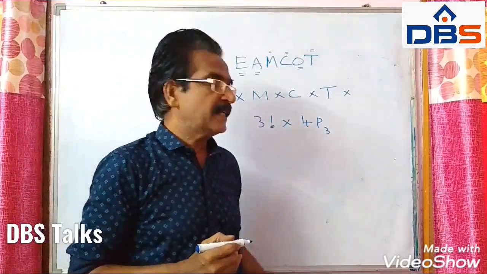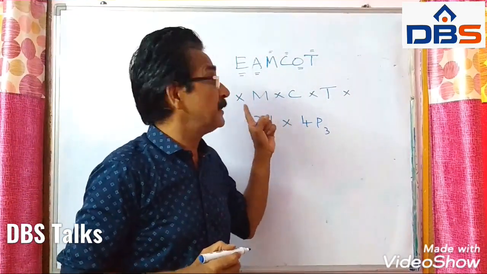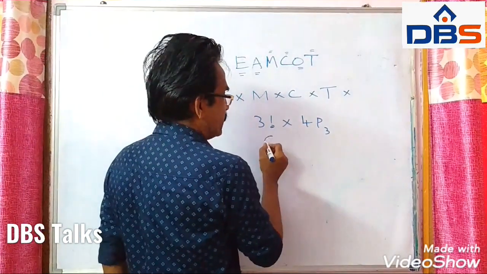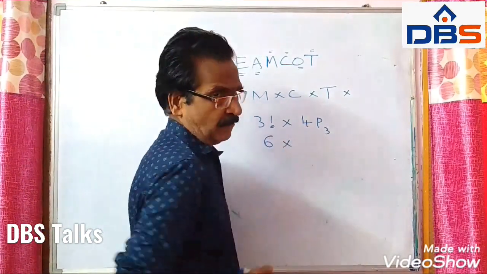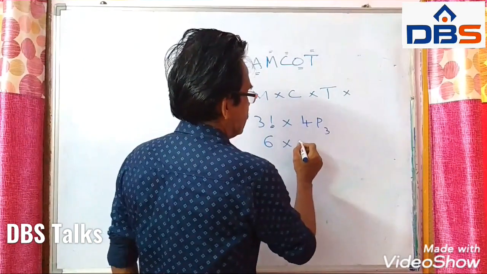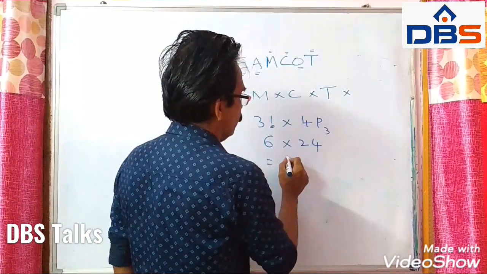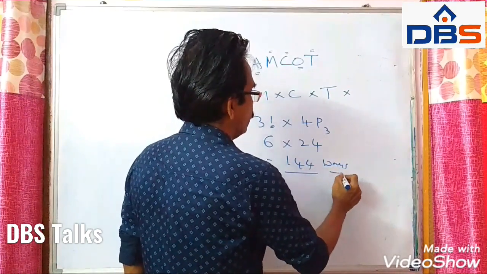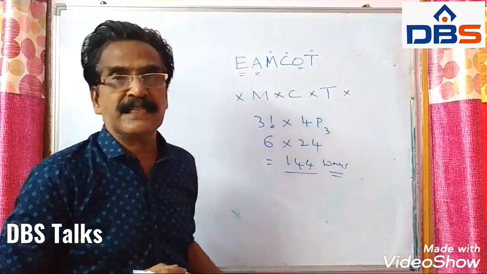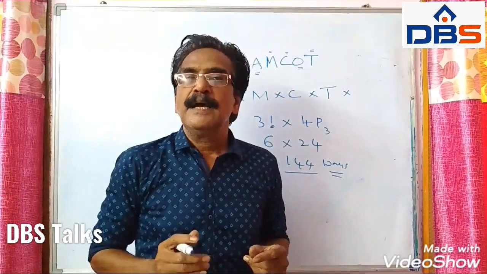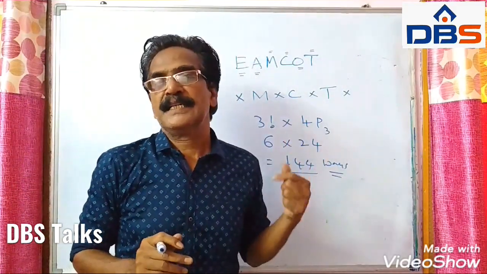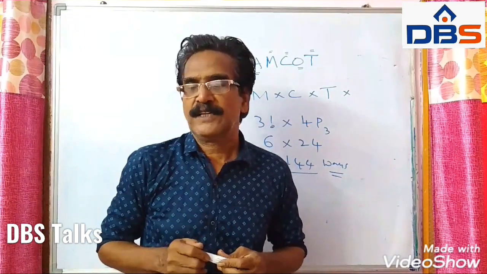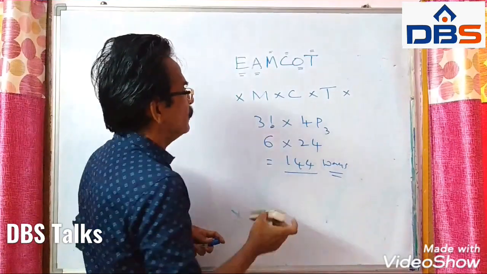So 3 vowels can be arranged in the available 4 places in 4P3 ways. 3 factorial is 6, 4P3 means 4 factorial, which is 24, so 6 into 24 is 144 ways. In 144 ways, we can arrange the letters of the word MCOT under the given condition, that is no 2 vowels should come together. Okay friends, let us see one more problem.